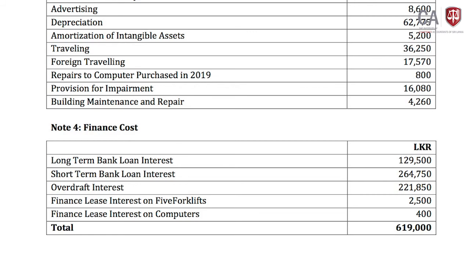What is the composition of the finance cost? Long-term bank loan interest, short-term bank loan interest, overdraft interest, finance lease interest on 5 forklifts, finance lease interest on computers. Now there are 2 finance leases, finance costs separately given. You should be mindful why these 2 are separately given, and whether we have any other additional information.